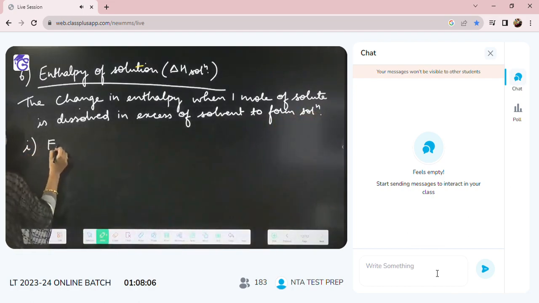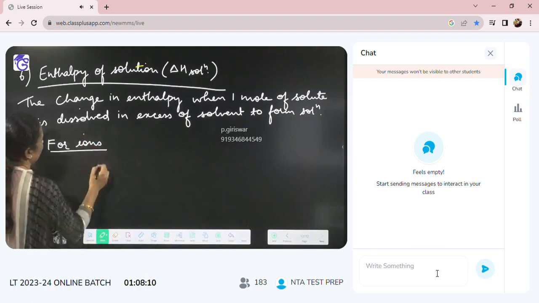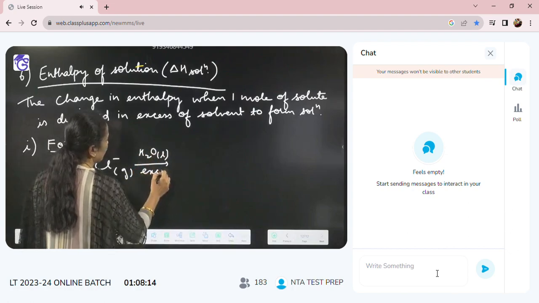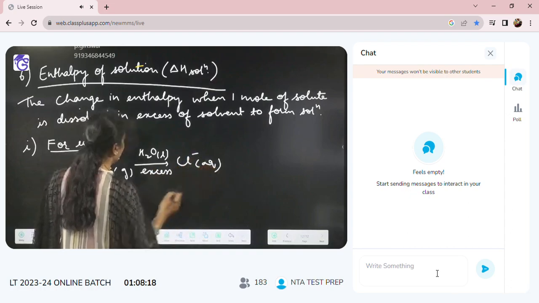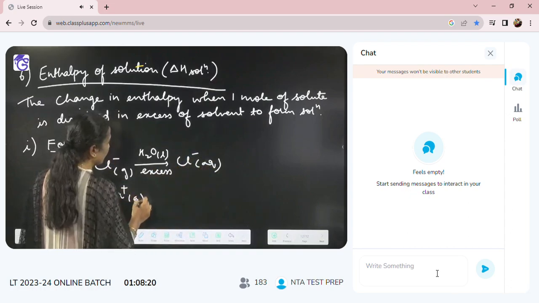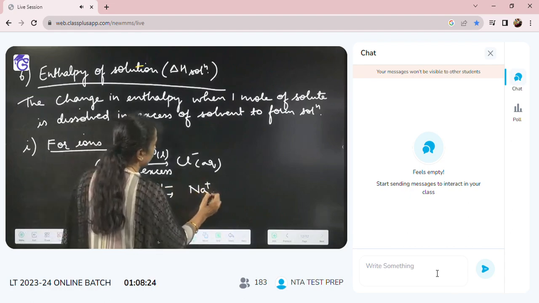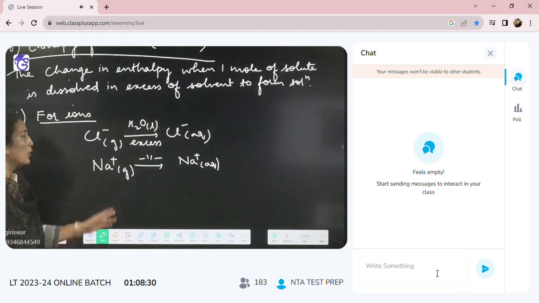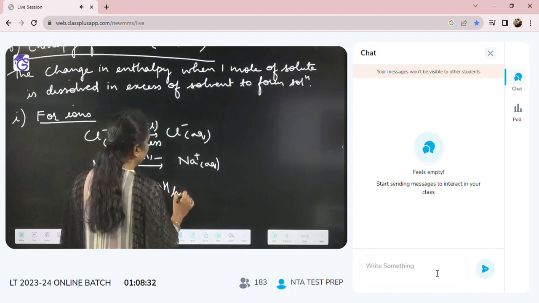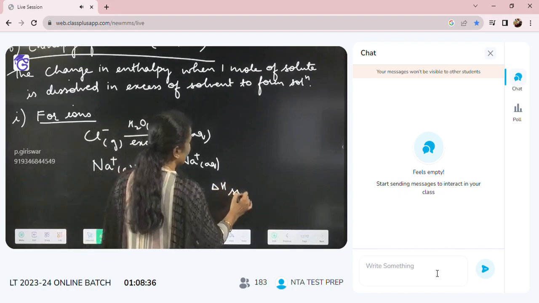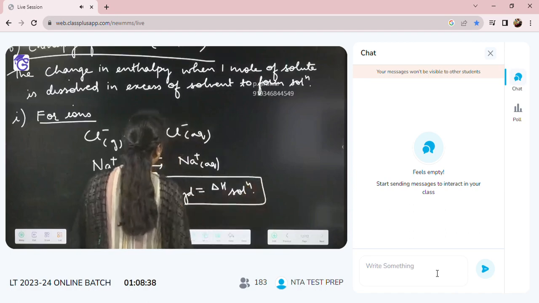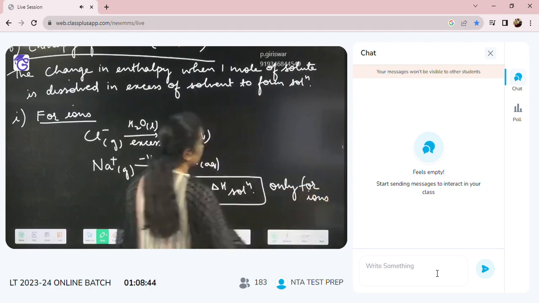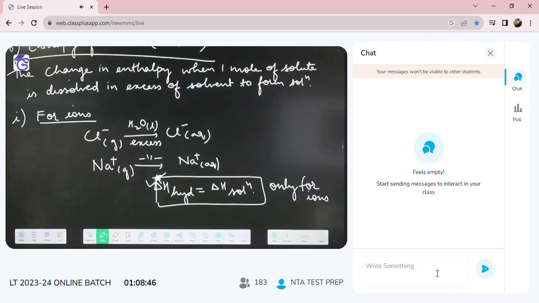Now here I am writing for ions. So suppose Cl minus gas is there. Suppose I am taking H2O liquid as the solvent here. So I will be writing Cl minus aqueous. Similarly, Na plus gaseous becomes Na plus aqueous. Now are you able to see that this reaction resembles what you have written for hydration? So for ions, I can easily say that the delta H hydration itself is delta H of the solution. This is valid only for ions. Write this down, then we'll proceed further.